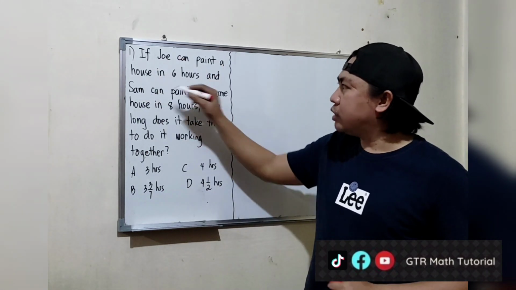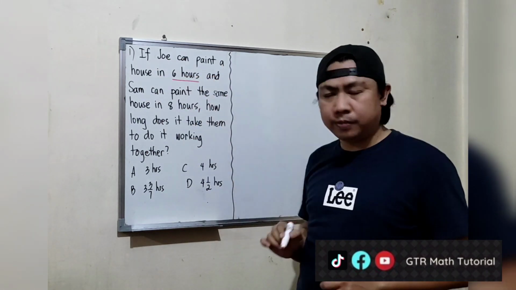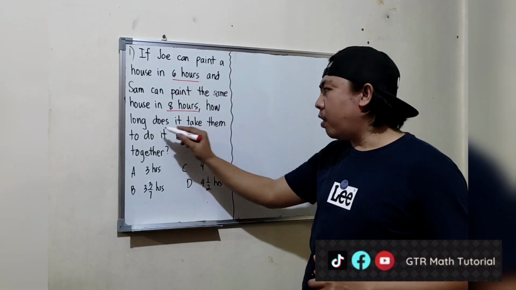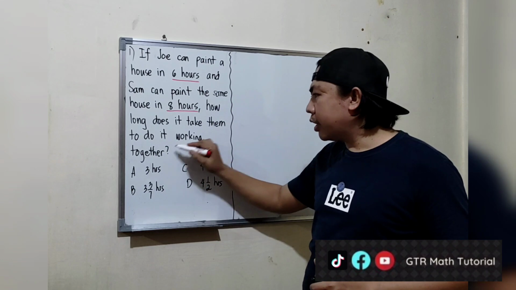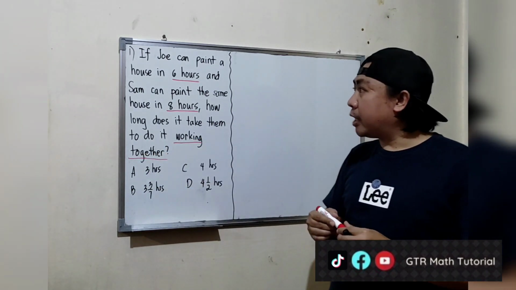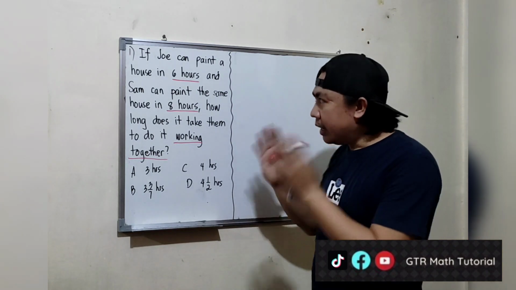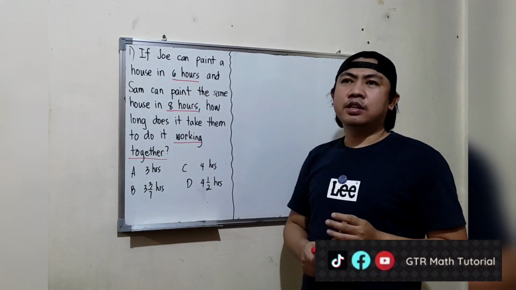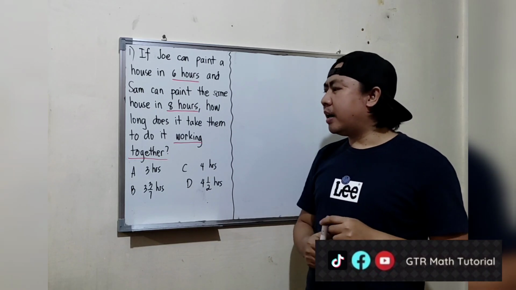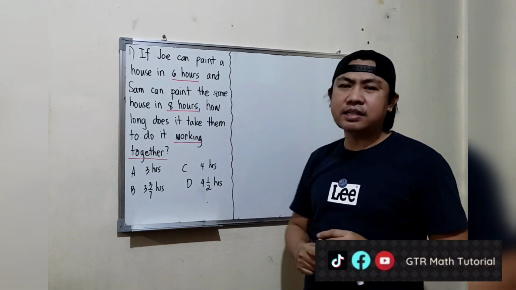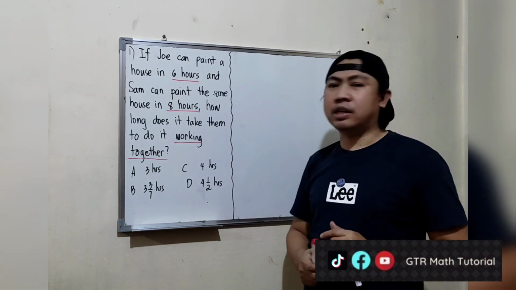So if Joe can paint the house in 6 hours, so ito yung rate ni Joe, and Sam can paint the same house in 8 hours. How long does it take them to do it working together? So pag nagtulong sila, syempre, liliit dapat yung time nila. So 6 hours and 8 hours. So ganito yung technique kapag meron choices. So minsan, pwede nyo nang hindi i-solve yan, sa choices pa lang, makukuha nyo na yung sagot.